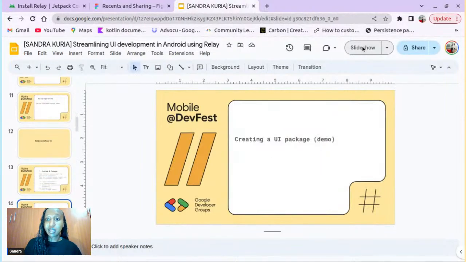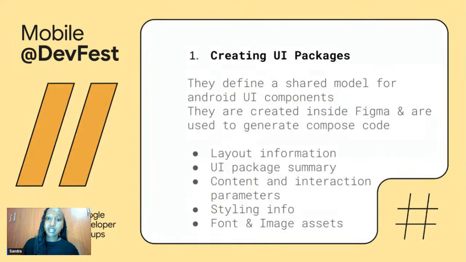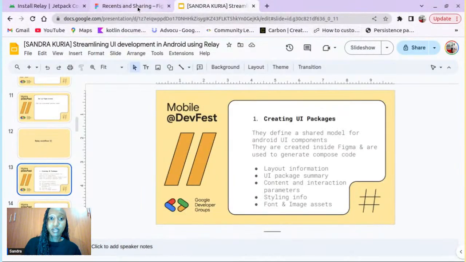The first step you're gonna do is creating a UI package. So before you do that, UI packages define a shared model for Android UI components. They are created inside Figma and are used to generate Compose code. They can consist of layout information, a summary of the entire package, content and interaction parameters, we're gonna see that in a while, and styling info, font and image assets. So for that, we can go to our Figma.